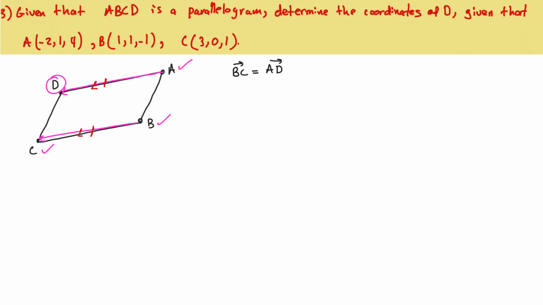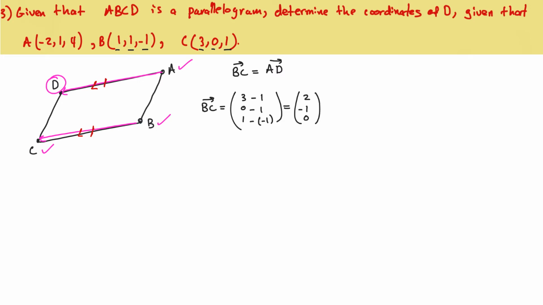We can find vector BC. I'll do that separately here. I'm going to write vector BC. We have points B and C. So the x, y, and z components of C are 3, 0, 1. I'm going to subtract the x, y, and z components of B, so 1, 1, and negative 1. And this is going to equal 3 minus 1 is 2, 0 minus 1 is negative 1, and 1 minus negative 1 is 0.